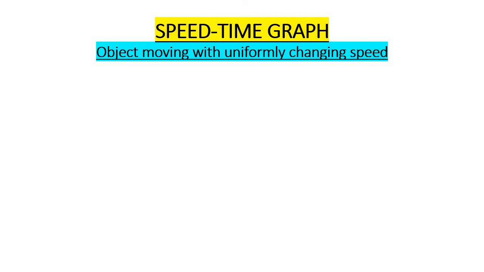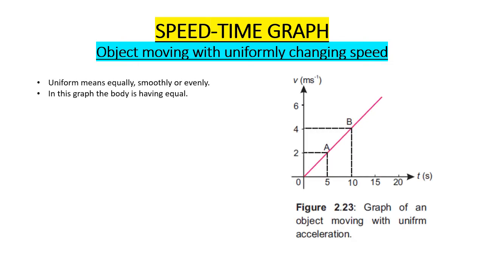Now we will study another graph in which the object is moving and the speed is changing uniformly. Uniform basically means something that is even, smooth or equal. So when the change in speed is equal for each equal time interval, that is called uniformly changing speed. This is the graph of uniformly changing speed. The body is moving and its speed is changing uniformly, and the pink line shows the motion.